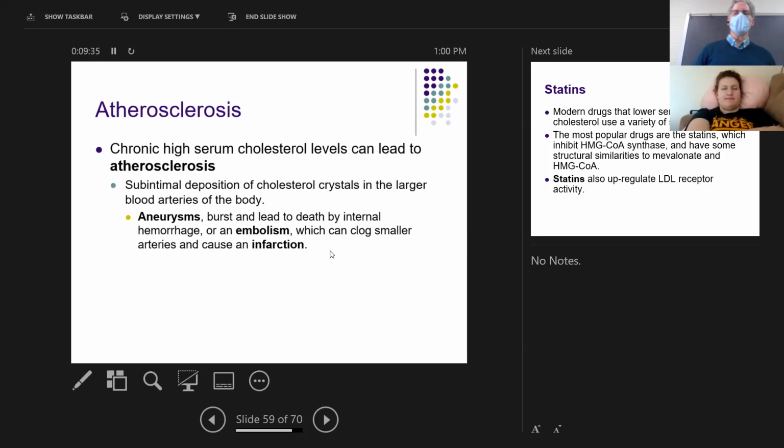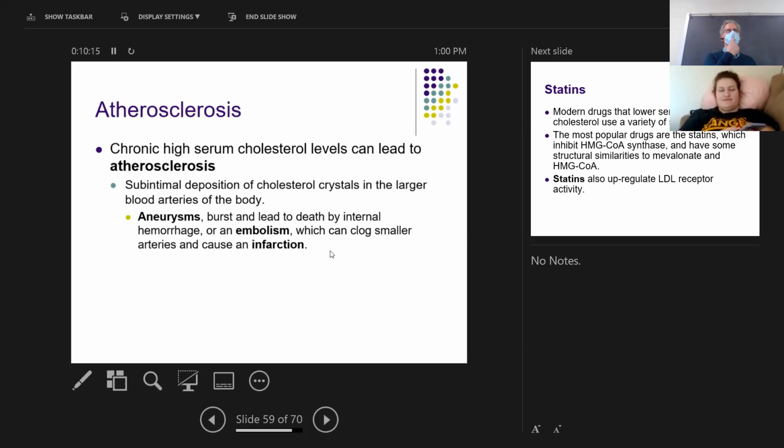So atherosclerosis results from the formation of these plaques. It's called atherosclerosis because an old term for the plaque is an atheroma. In fact, old books will call plaques atheromas. This is due to the subintimal deposition of cholesterol in larger vessels, particularly at places where there's turbulence. These can weaken the vessel if it's a big vessel, like the aorta, and it can lead to an aneurysm.